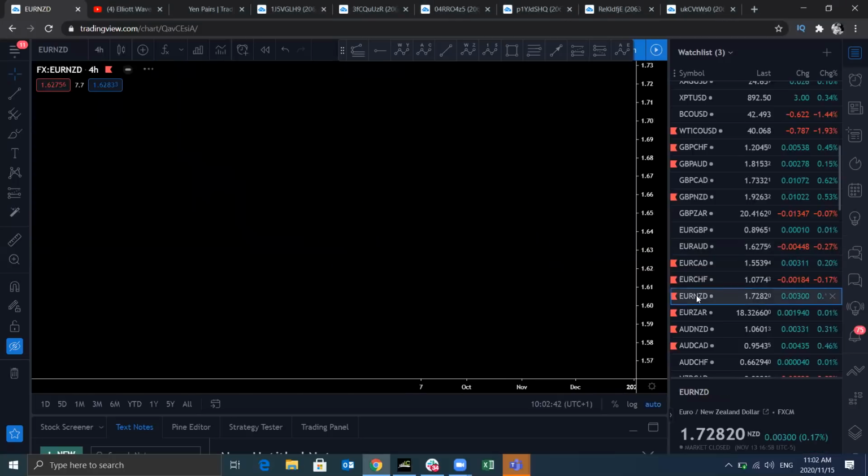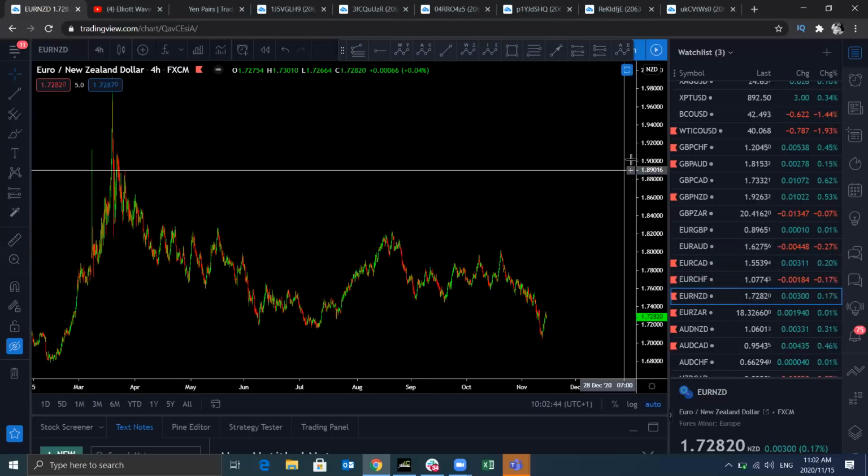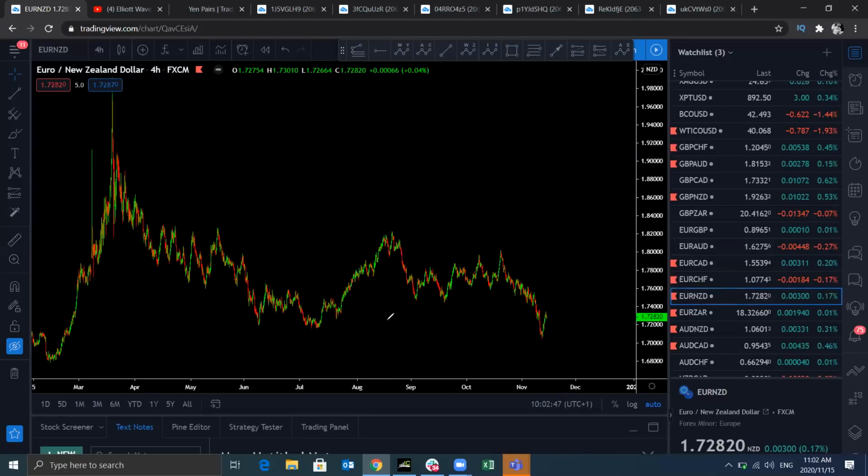Let's do euro New Zealand first before we do euro chief. So euro New Zealand, we've already detailed this one. 1, 2, 3, we are here.